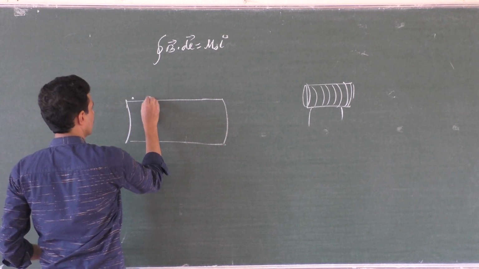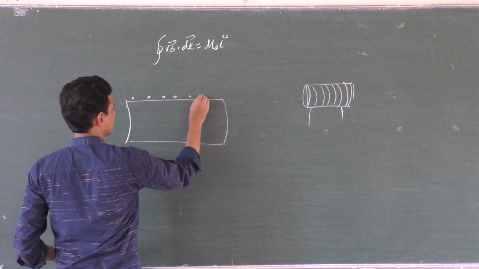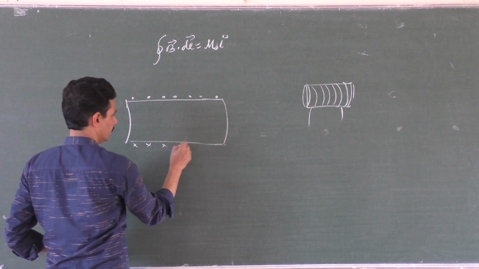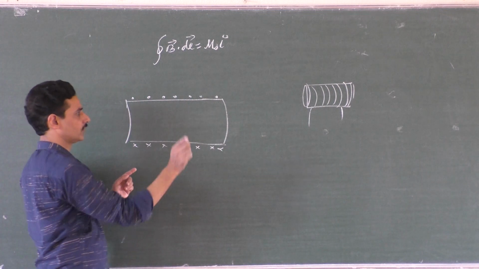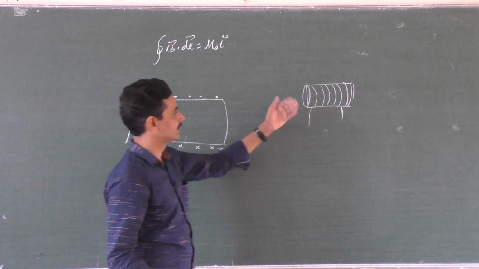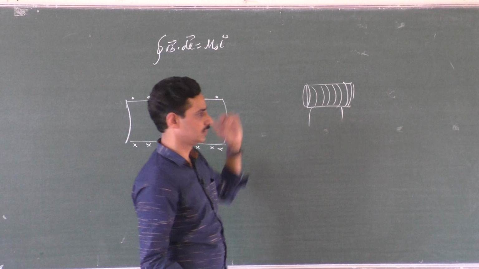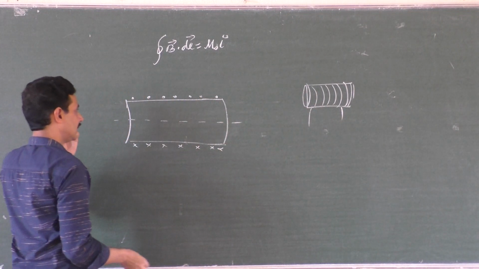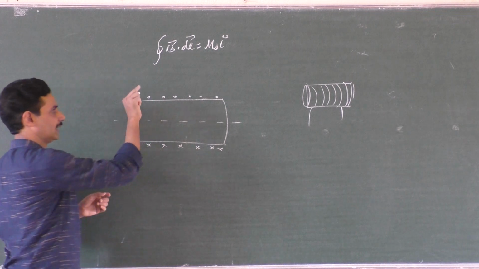Then of course the windings are coming out of the board, say here. Suppose they are carrying current out of the board here, and into the board here. All these coils are taking current out of the board here and into the board there. This is the axis of the solenoid. And you know that every wire is coming like this.